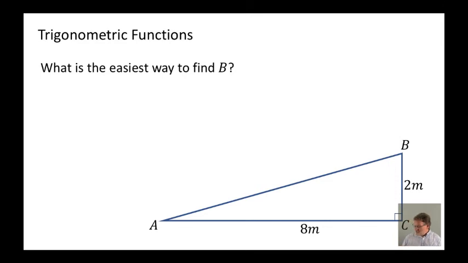So tangent of B is equal to 8 meters over 2 meters. So the inverse tangent of 8 divided by 2, it's actually just the inverse tangent of 4, isn't it, will give us the measure of angle B, which in this case is 75.96 degrees.